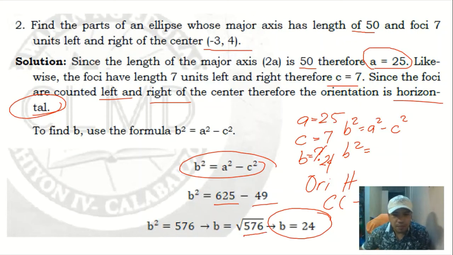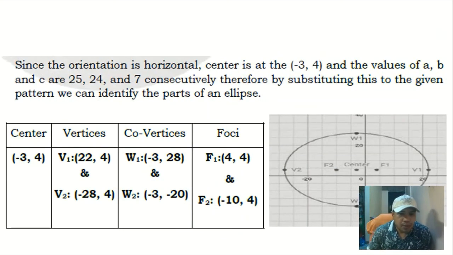Okay, so negative 3, 4, 25, 24, and 7. So, assumption, this is the center. This is negative 3, 4. Hindi siya masyadong kita.